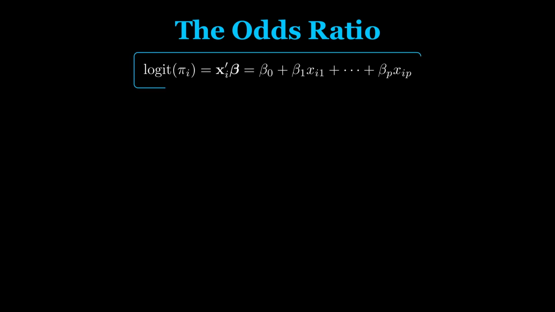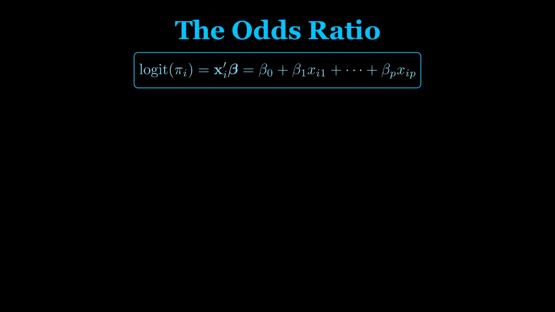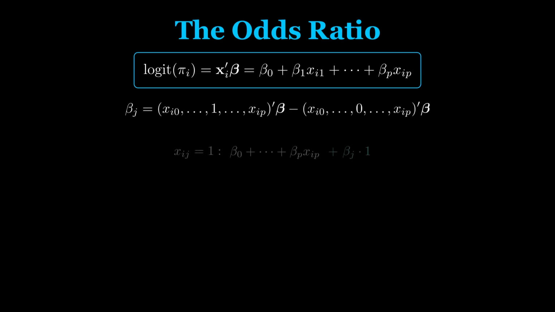Start with a binary explanatory variable, one that is either 0 or 1. Recall the logistic regression model. The logit of pi, the log odds, equals the linear predictor. These are the coefficients we want to interpret. For a binary explanatory variable xij, the coefficient beta j is the difference between the linear predictor when that variable equals 1 and the linear predictor when it equals 0, holding everything else fixed.